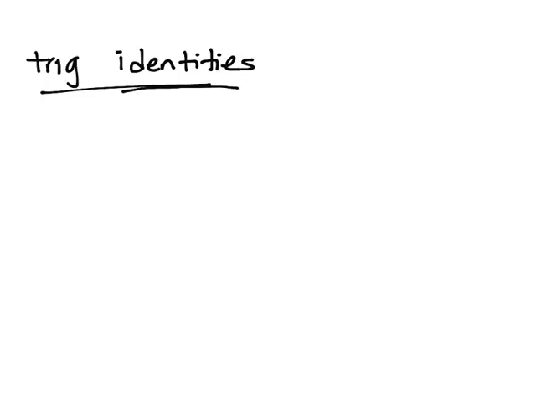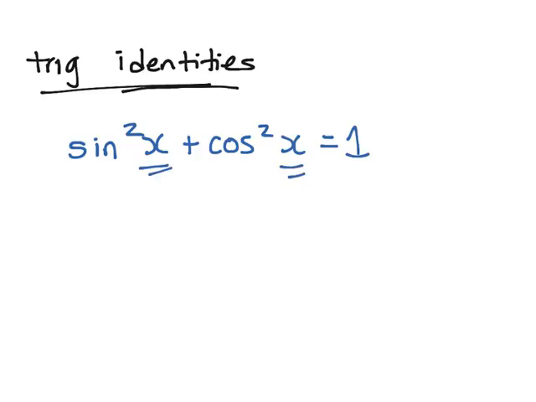Our first trig identity will be that sine squared x plus cos squared x is equal to 1 for every angle x. It's always true. Isn't that strange? How does that even work? Let's look at a triangle and see what's happening here.